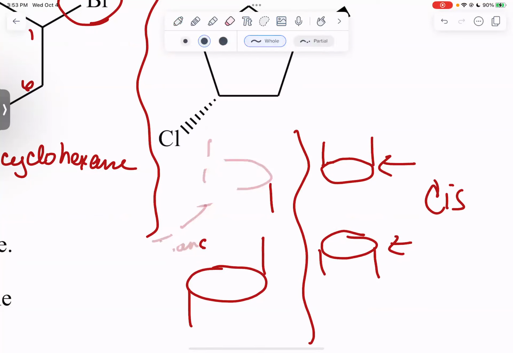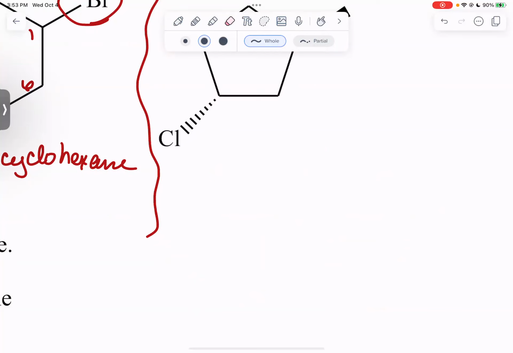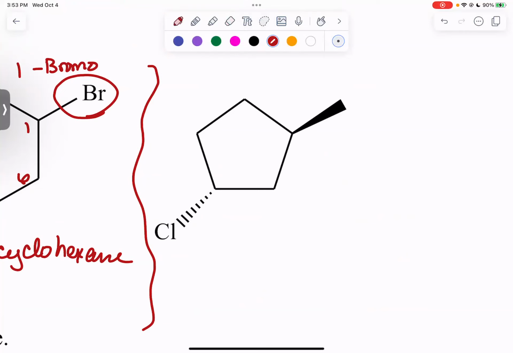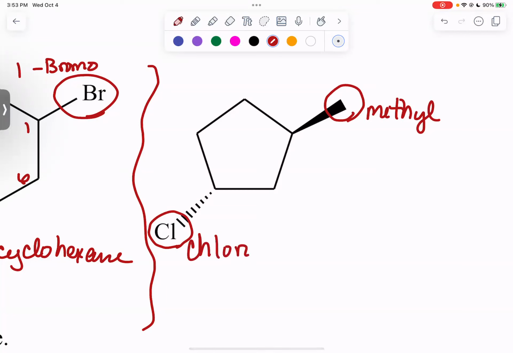So whenever you have more than 1 substituent, you have to show if it's cis or trans in your drawing, and you have to name it as cis or trans, because they're 2 different things. That ring structure, you can't twist it to where 1 could be up, 1 could be down. You can't twist it because you would break the ring. So our chlorine is one of our substituents, and then we have a methyl. Remember, if there's nothing there, it's a carbon. So this is a methyl, this is a chloro, and this is our parent.